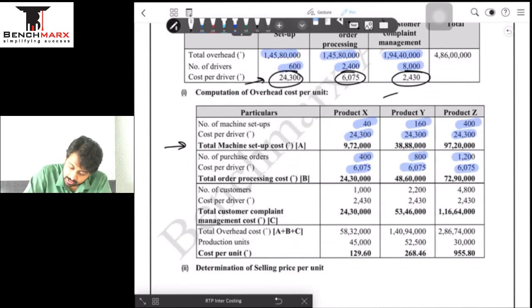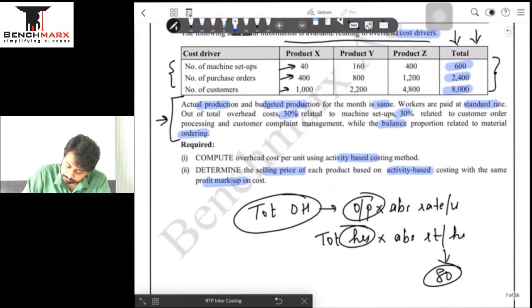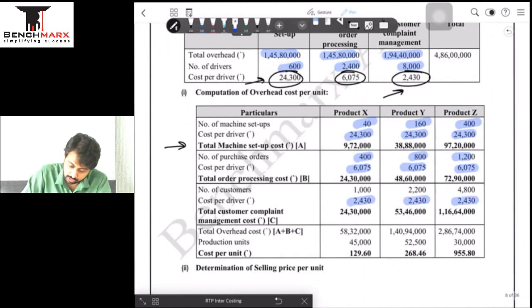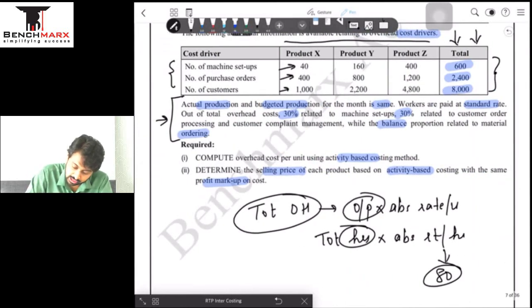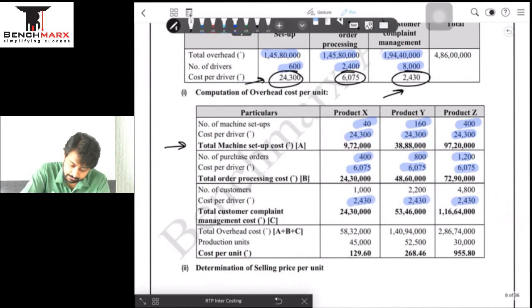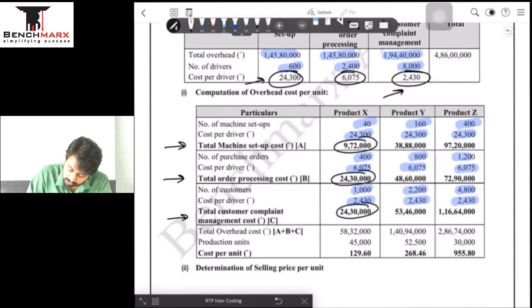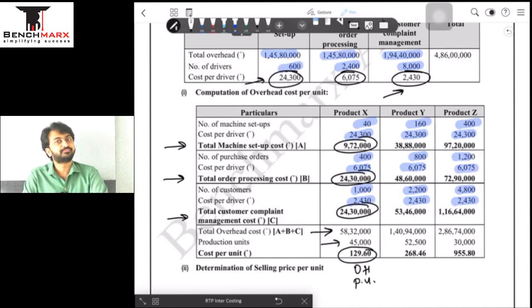Ye kahan se aaya? Yahan se aaya. So 2430 here, and the amount of cost drivers are kidhar gaya? 1200, 1200, 4800. So I have here 1200, 1200 and 4800, and I will get the total cost of complaint based as well, and total cost of processing as well. So this amount plus this amount plus this amount will give you total overhead cost. Divide with the output, I will get the overheads on a per unit basis.